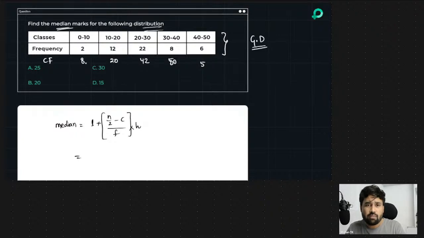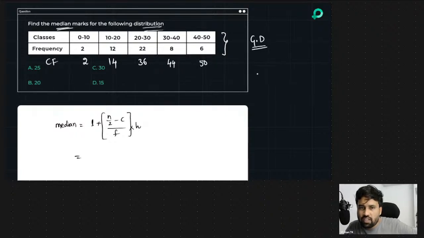Sorry guys, it's my bad. The starting value is 2, I have written as 8, it's wrong. See guys, cumulative frequency is 2 here, not 8. 2 plus 12 is 14. 14 plus 22 is nothing but 36. 36 plus 8 is nothing but 44. 44 plus 6 is nothing but 50.